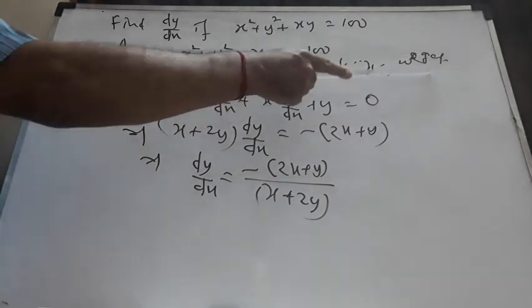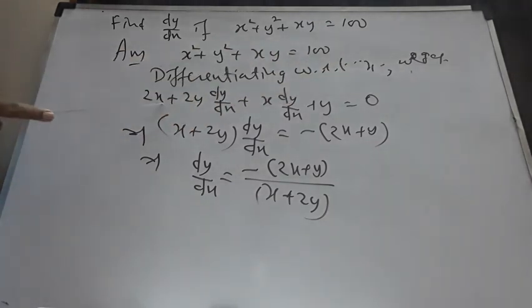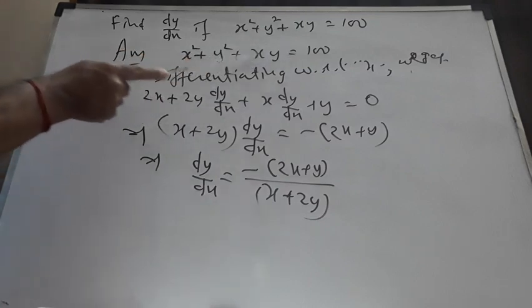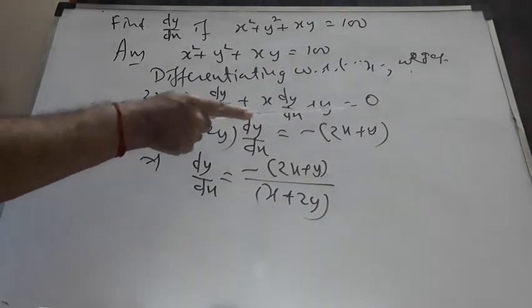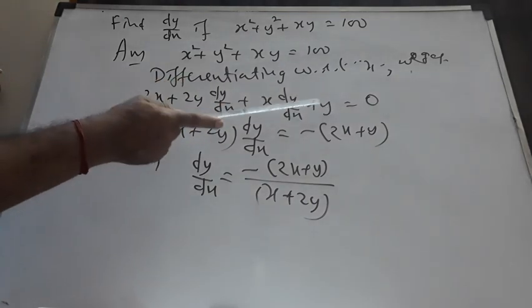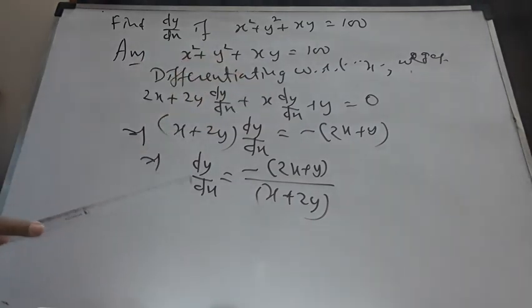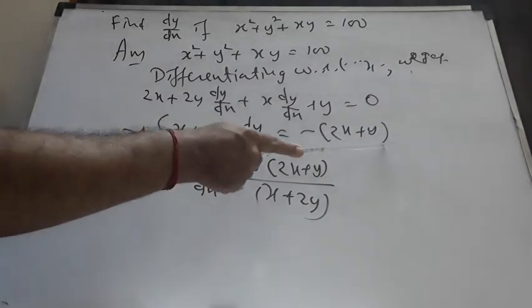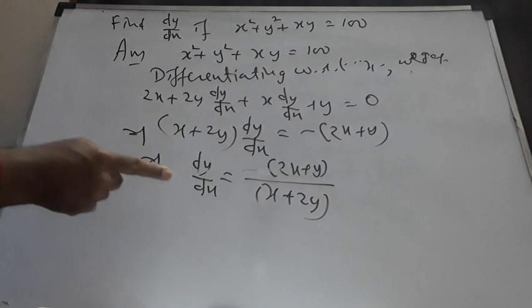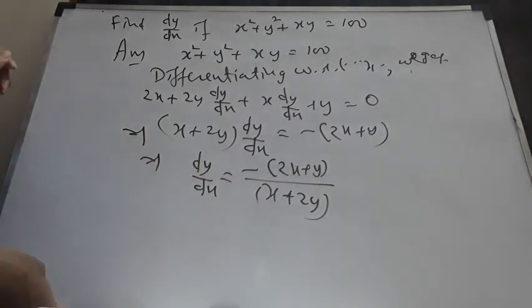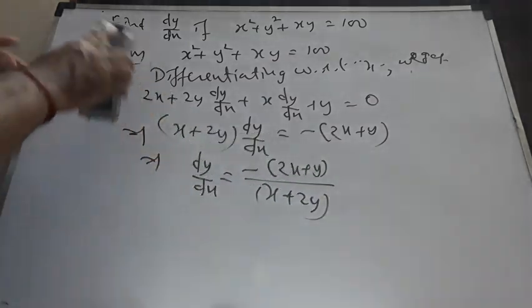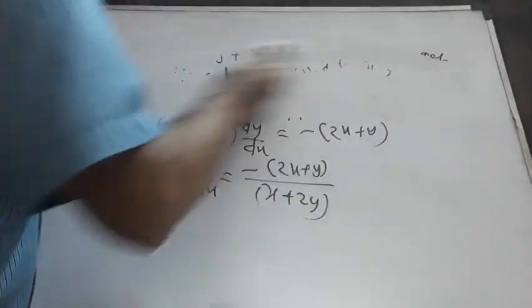Differentiating with respect to x, we get derivative of x square is 2x plus y square is 2y divided by x derivative, plus here it is the product form, x divided by x plus y into 1. You can write y into 1 or you can write y as it is equal to 0. 100 being a constant, derivative is 0. Therefore, x plus 2y into dy by dx equal to minus of 2x plus y. Therefore, dy by dx is minus of 2x plus y divided by x plus 2y. That is the final answer.